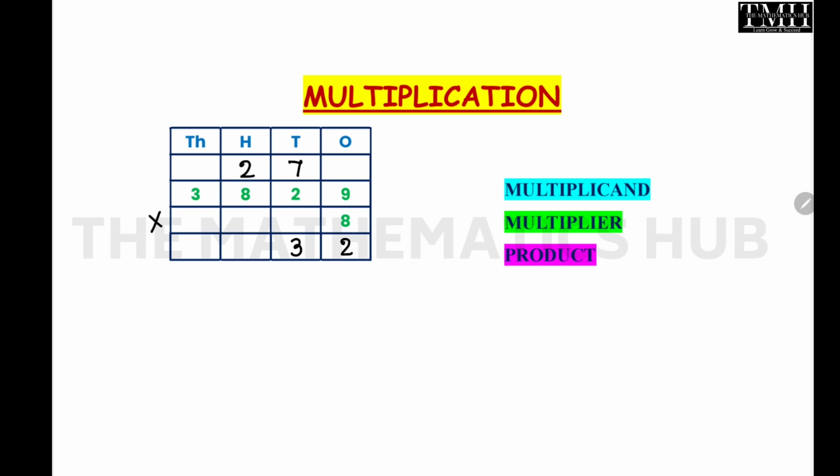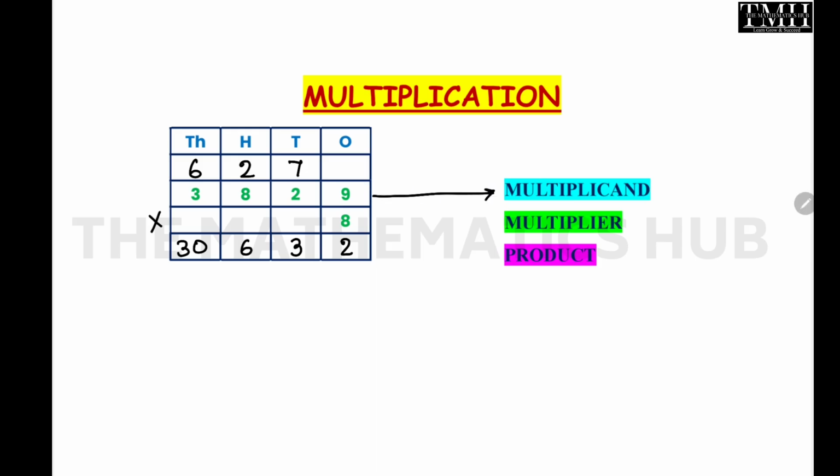8 eights are 64 plus 2 is equal to 66. Now here you have written 6 in the ones place and the tens place will be the carryover. 8 threes are 24 plus 6 is equal to 30. So here we will write how much? 30. Now in the multiplication, the number to be multiplied is called the multiplicand.